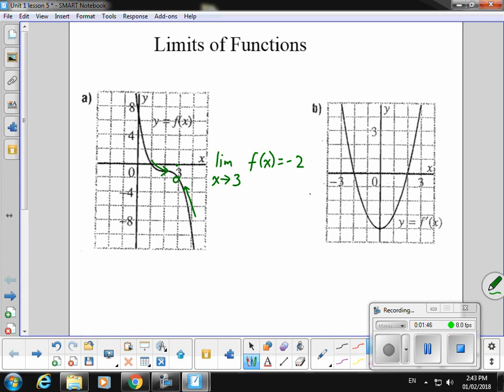For the second one here, b, we have a quadratic. And I want to know what's happening as x approaches -2. So as x gets closer and closer to -2, what's going on? Well, it looks like I'm approaching a value of 0 as I come from the left, and it looks like I'm approaching a value of 0 as I come from the right. So the limit for that function as x gets closer and closer to -2 approaches a value of 0. We can say the limit equals 0 as we get closer and closer.